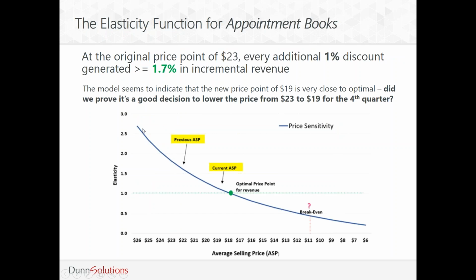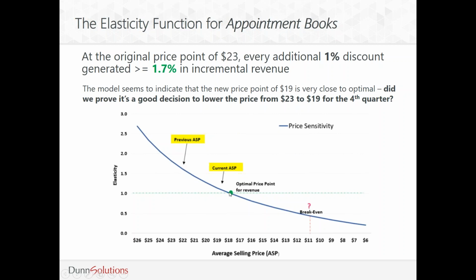you can see that this chart represents the elasticity of the appointment books. At the price that they were selling at, 23, our model estimates the elasticity to be about 1.7. So it means that for every additional 1% discount, you could generate 1.7% in incremental revenue. So it makes sense that you could lower the price, right?